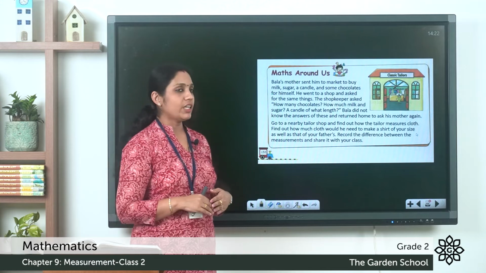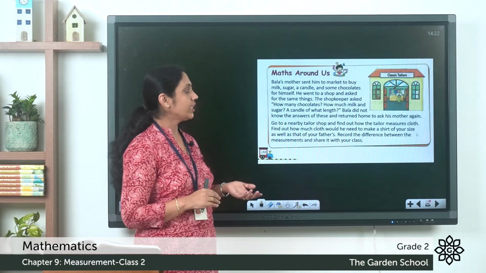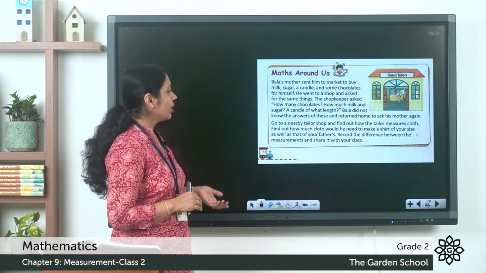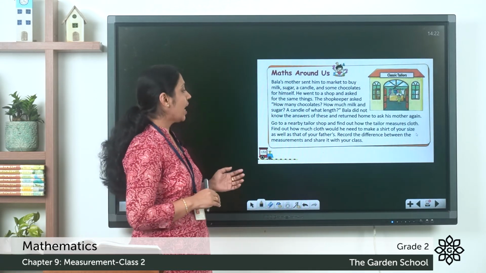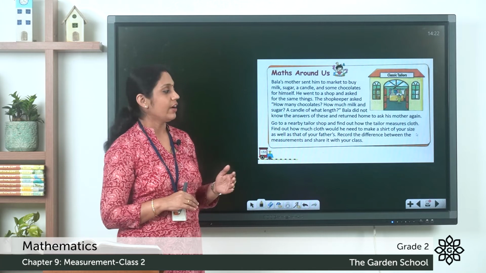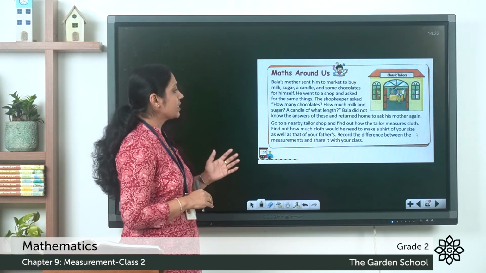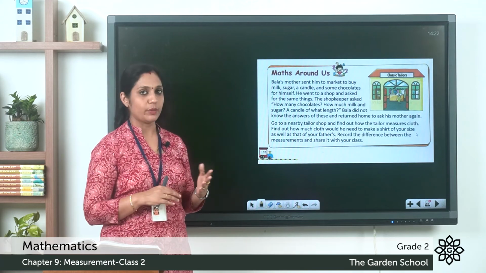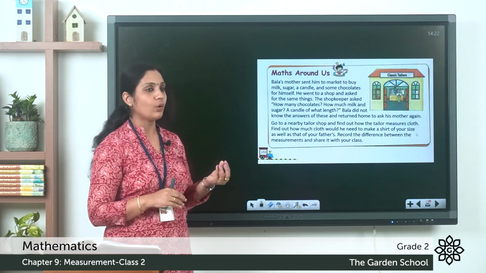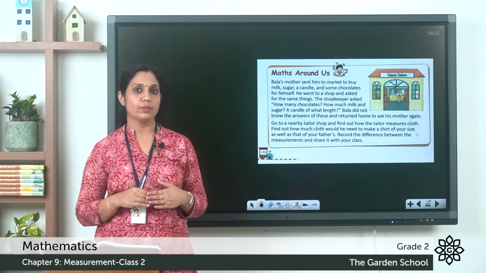Go to a nearby tailor shop and find out how the tailor measures cloth. Find out how much cloth would he need to make a shirt of your size as well as that of your father's. Record the difference between the measurements and share it with your class. So what you have to do, go to a nearby tailor shop and find out how the tailor measures cloth.